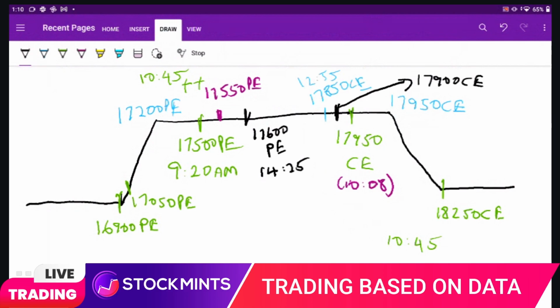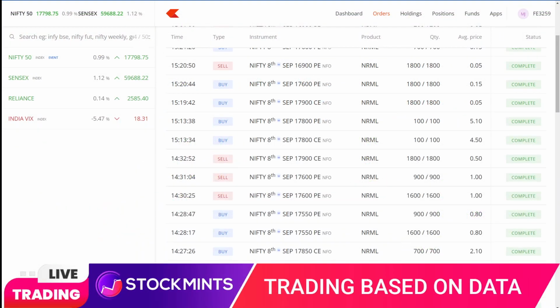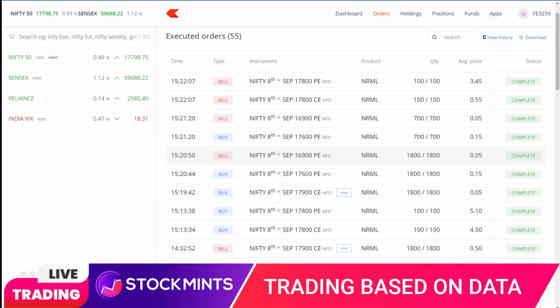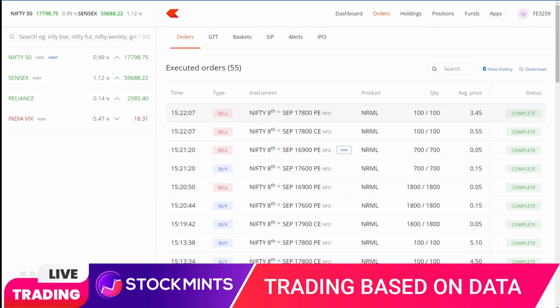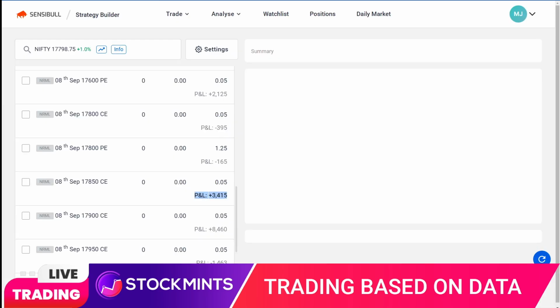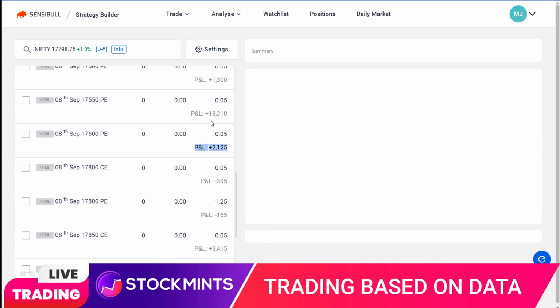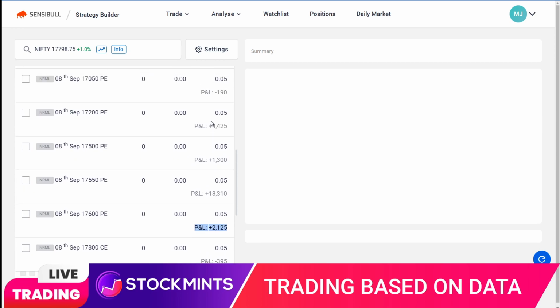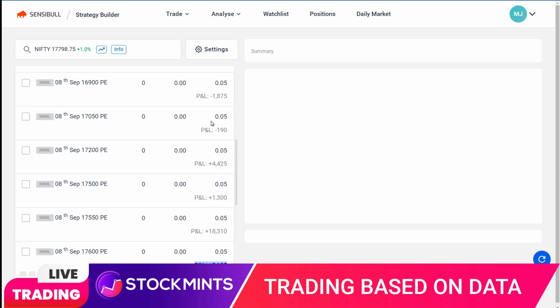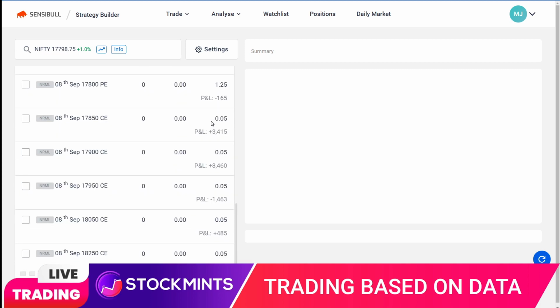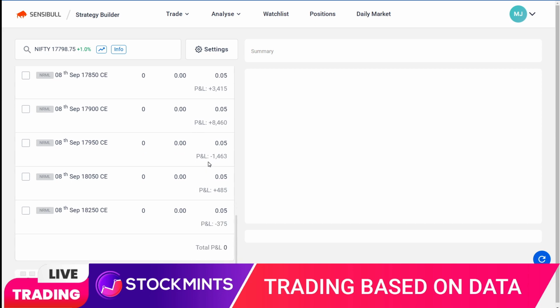And finally, we closed all these positions at 3:20. So let's see what these new values have given us. So the 17,600 put option gives us a profit of 2,000 rupees, and the 17,900 call option is over here. So that has given us a profit of almost 8,400 rupees or 8,500 rupees, right?